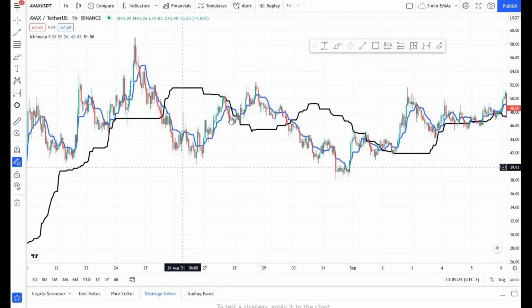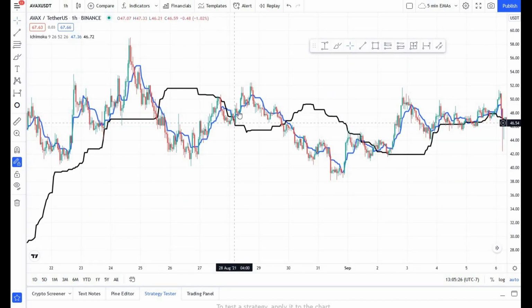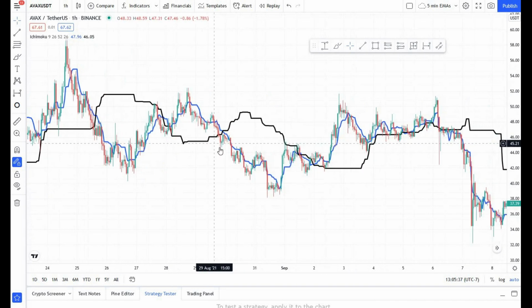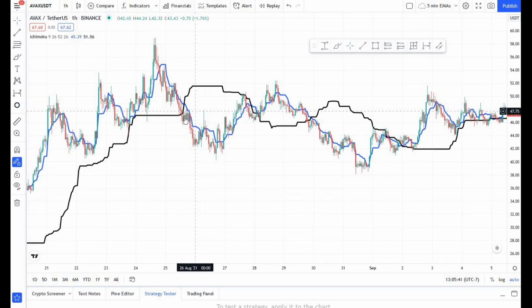For this strategy, we just need the price and the conversion line crossing at the same time from Leading Span B, or Senkou B, and we can open the position at that time.